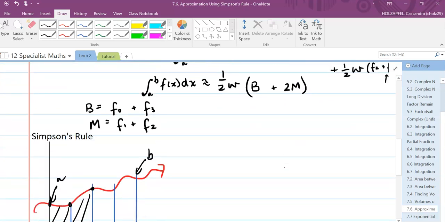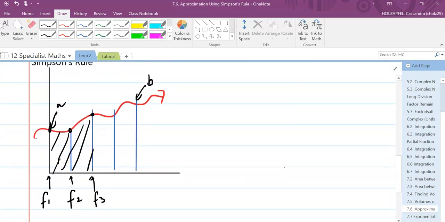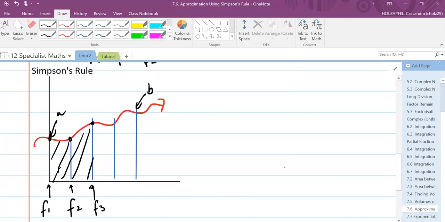So how does this now relate to Simpson's rule? Simpson's rule is a little bit different to the trapezoid rule in the sense that rather than breaking each of these strips down into trapezoids, we're going to break these strips down into a polynomial function. And to do that, we're actually going to need 3 points to create our polynomial function. So now we're going to try and estimate the area of this particular function using Simpson's rule.